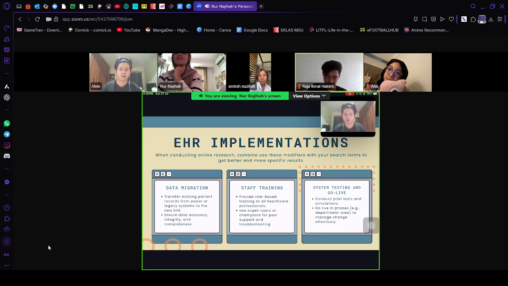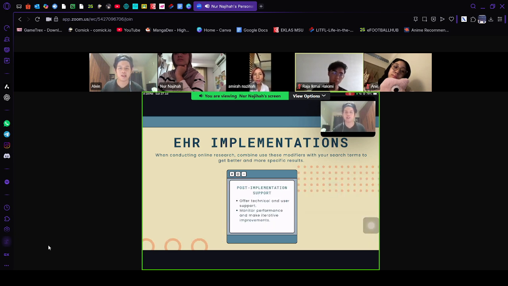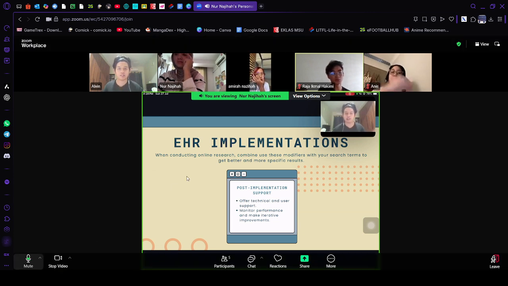And next, we have system testing and go-live. This is to conduct pilot tests and simulations. Then go live in phases, for example department-wise, to manage change effectively. Okay, next. And lastly, we have post-implementation support, which offers technical and user support, and also monitors performance and makes iterative improvements. Okay, that's all from me.